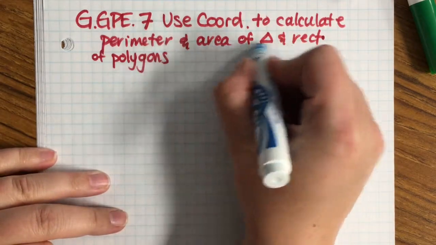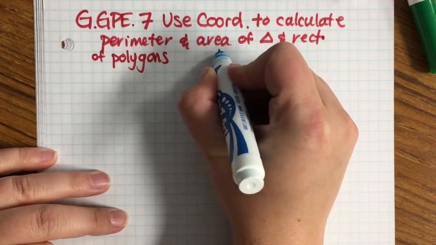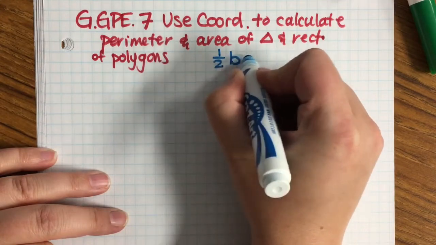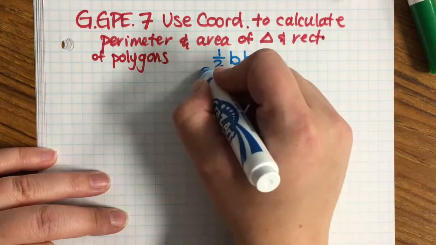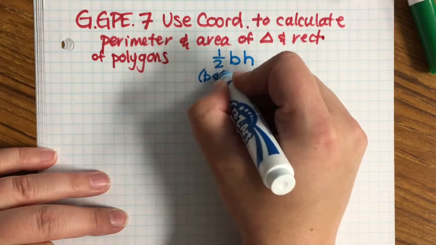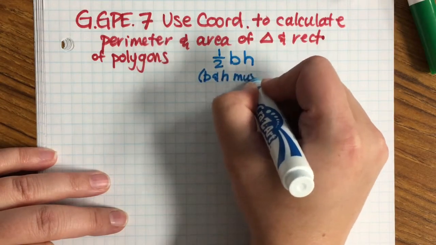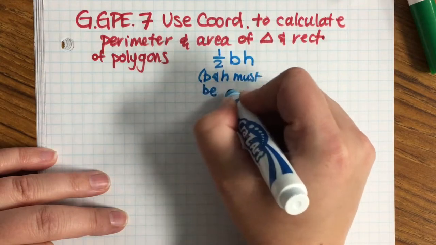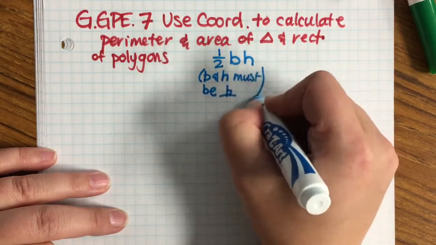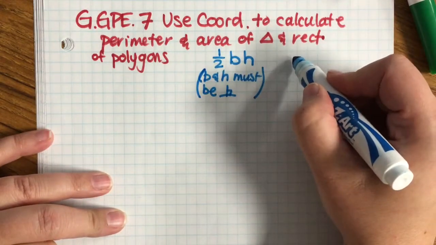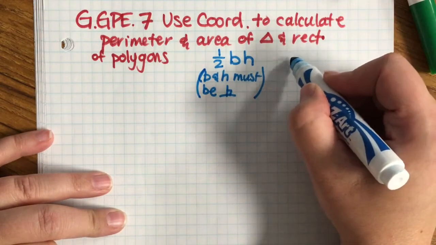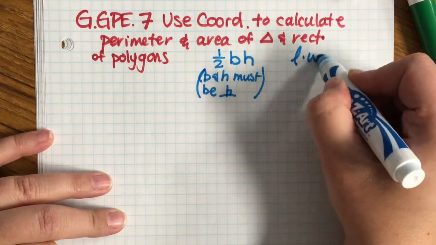What's the formula for the area of a triangle? 1/2 times the base times the height. And how do the base and the height have to be related? Base and height must be perpendicular. Okay. And then how do you find the area of a rectangle? Base times height. Well, when we call it length times width, that's an L.